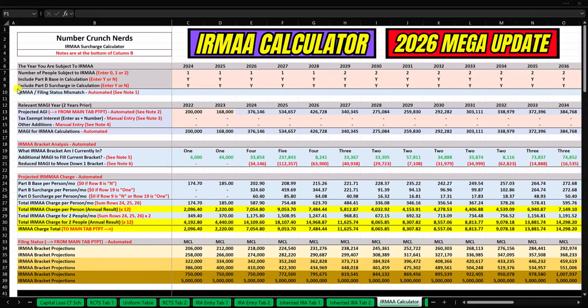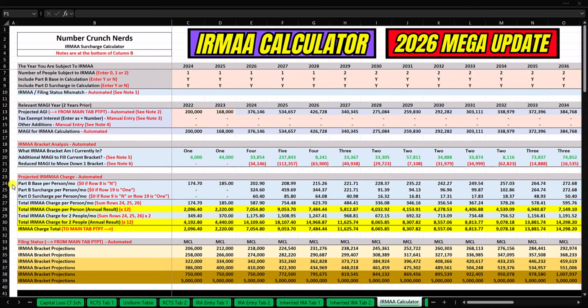Then another item folks have been asking about. They said, well, some of us are not subject to Part D, or we're not taking Part D. Therefore, we don't want to include Part D in the calculation. And so now we have a toggle switch for that. You can either include the surcharge for Part D, or you can exclude it simply by toggling the items in this row to yes or no.